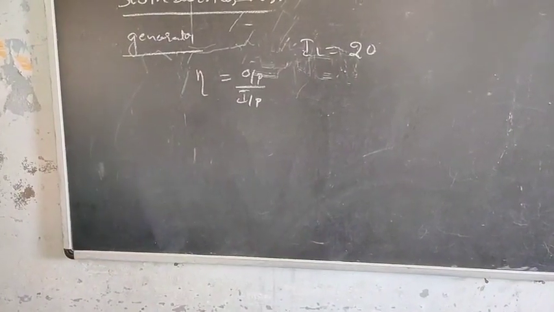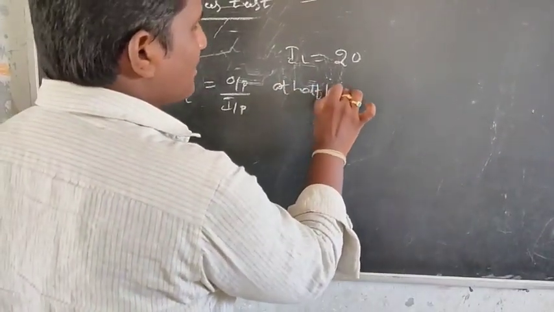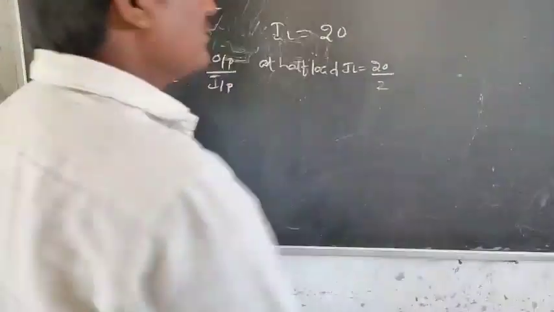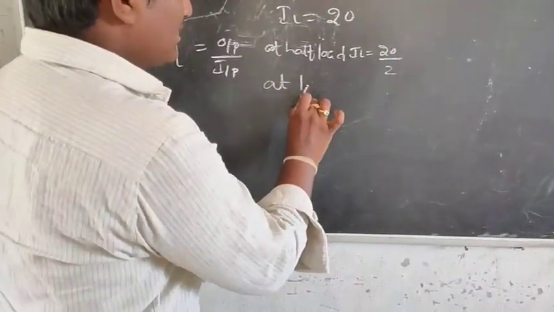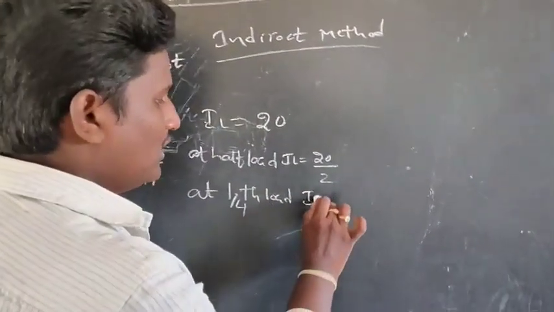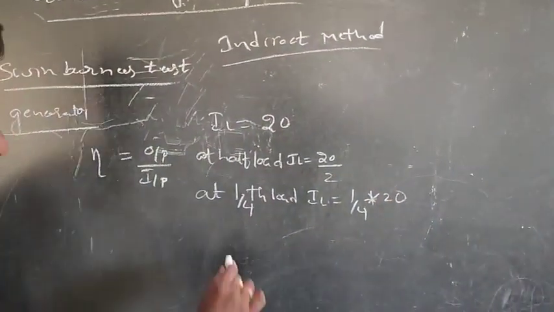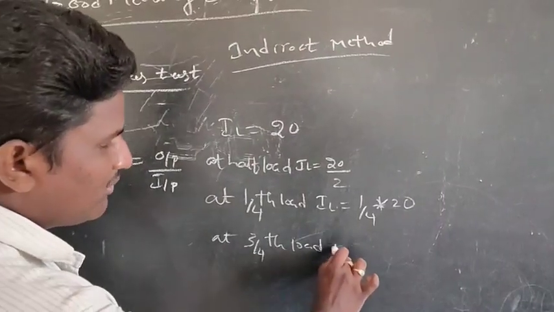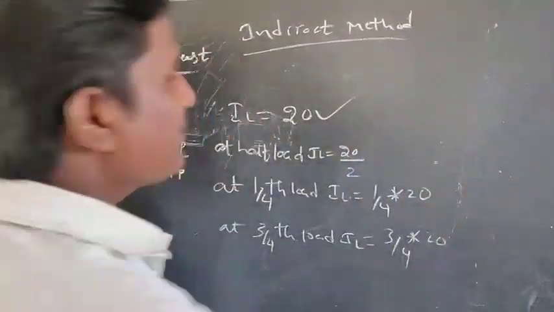So at half load, they ask to determine the efficiency at half load, which means at half load IL equals 20 by 2. At quarter load, that means at 1/4 load, IL equals 1/4 into 20. At 3/4 load, IL equals 3/4 into 20. For example, I am taking 20.